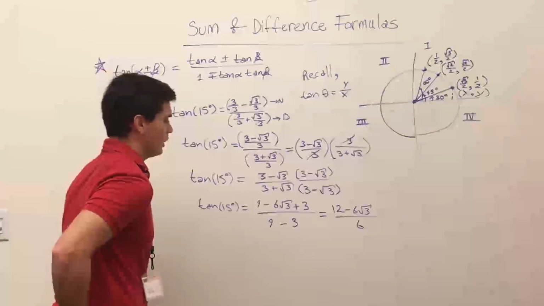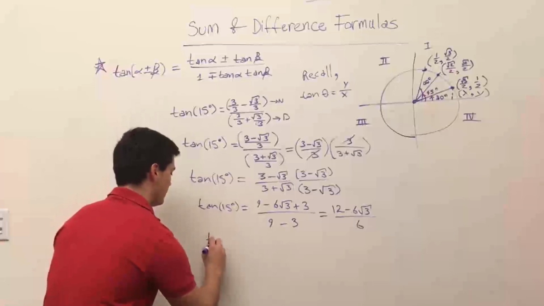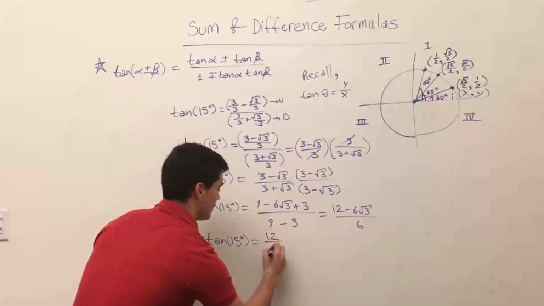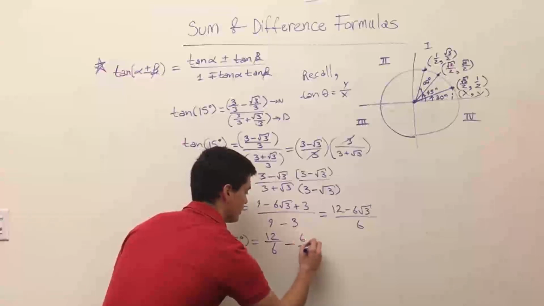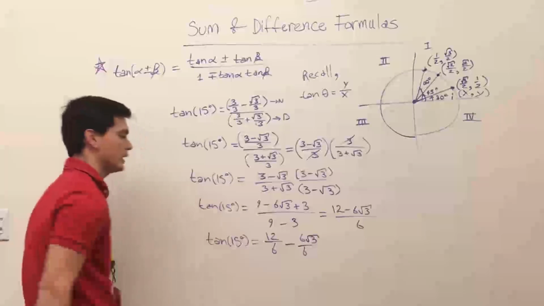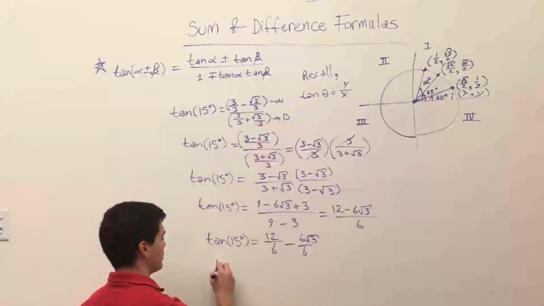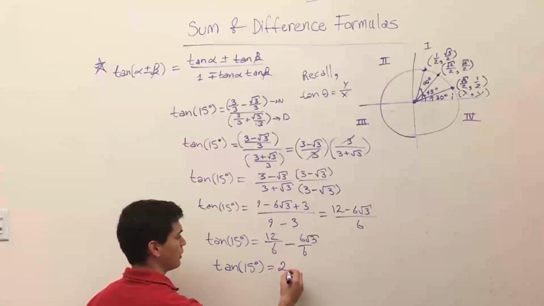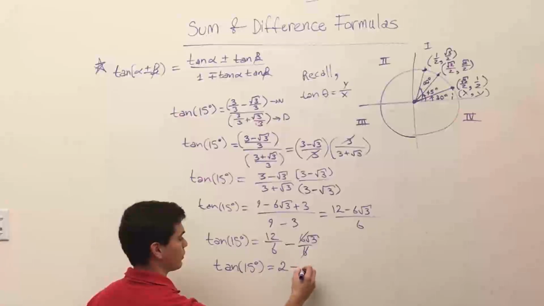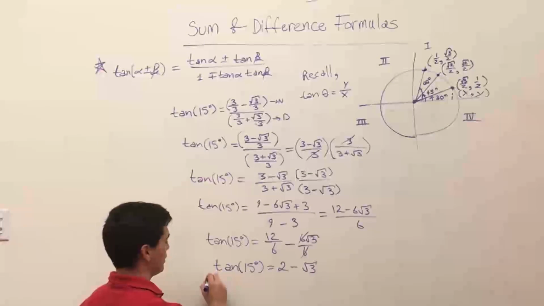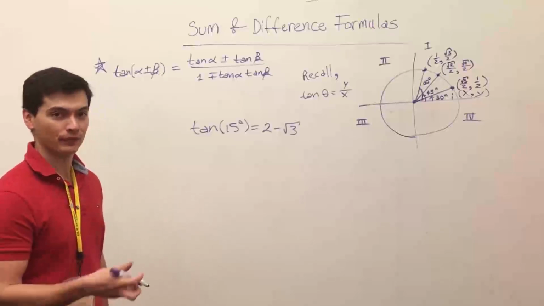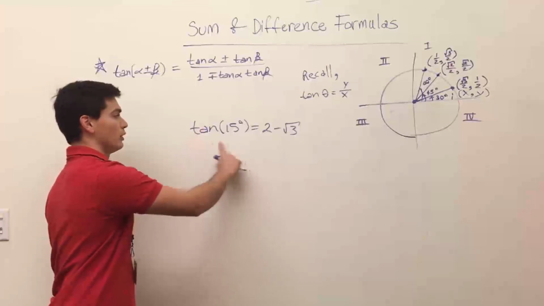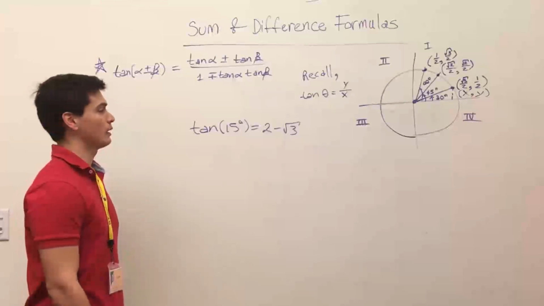And again, by the common denominator, I can say that the tan of 15 degrees is equal to 12 divided by 6 minus 6 divided by 6, and then the square root of 3 is tagged along there. 12 divided by 6 is equal to 2, and then 6 over 6 cancels, and we're just left with the square root of 3. So after all of the math, the algebra, the arithmetic we have applied, we have reduced our answer to 2 minus square root of 3.